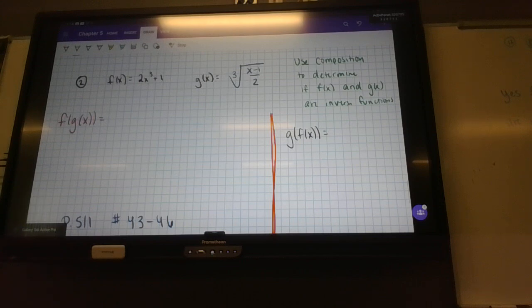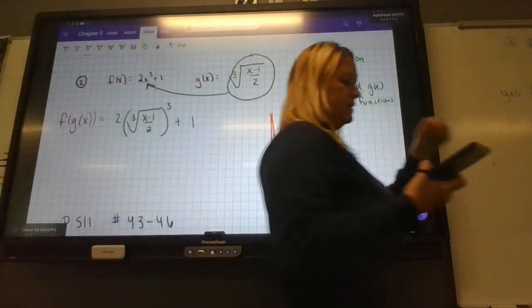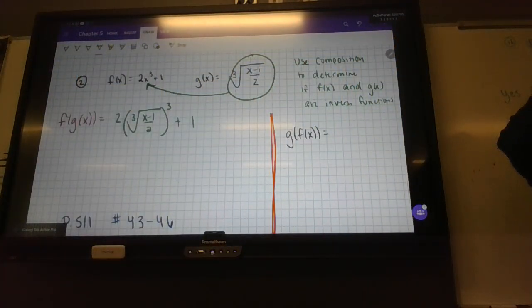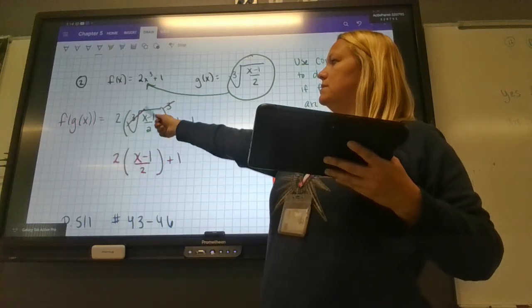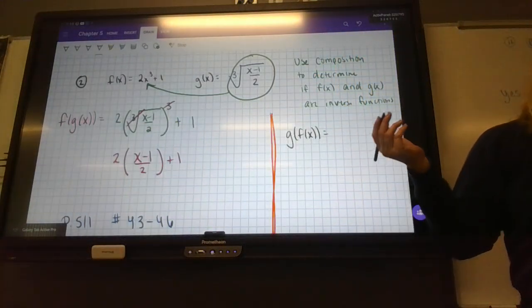So this one says plug G into F. Yes, go for it. Finish this one. So I put the cube root in, the little 3 still on the outside. We talked early on about how an index of 3 and a power 3 will cancel a radical. So now that radical bar is gone, and we just have the x minus 1 over 2, because these are inverse. We're proving inverse.